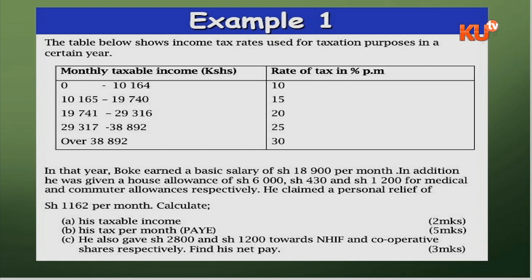In addition, he was given a house allowance of 6,430 shillings and 1,200 shillings for medical and commuter allowances, respectively. He claimed a personal relief of 1162 shillings per month. Calculate A, his taxable income. B, his tax per month or PAYE. Then he also gave 2,800 and 1,200 towards NHIF and cooperative shares respectively. Find his net pay. Now where do we start? The first question is find his taxable income. So example 1, the solution.